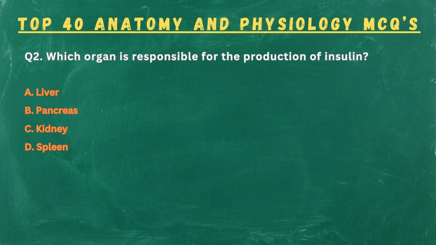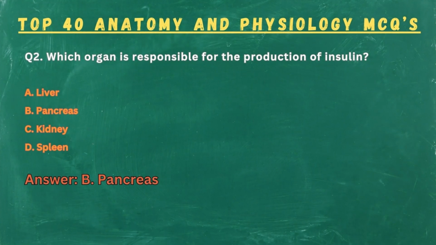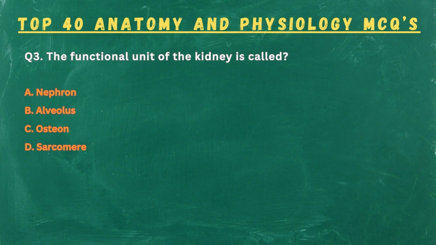Q2. Which organ is responsible for the production of insulin? A. Liver. B. Pancreas. C. Kidney. D. Spleen. Answer: B. Pancreas. Q3. The functional unit of the kidney is called A. Nephron. B. Alveolus. C. Osteon. D. Sarcomere. Answer: A. Nephron.